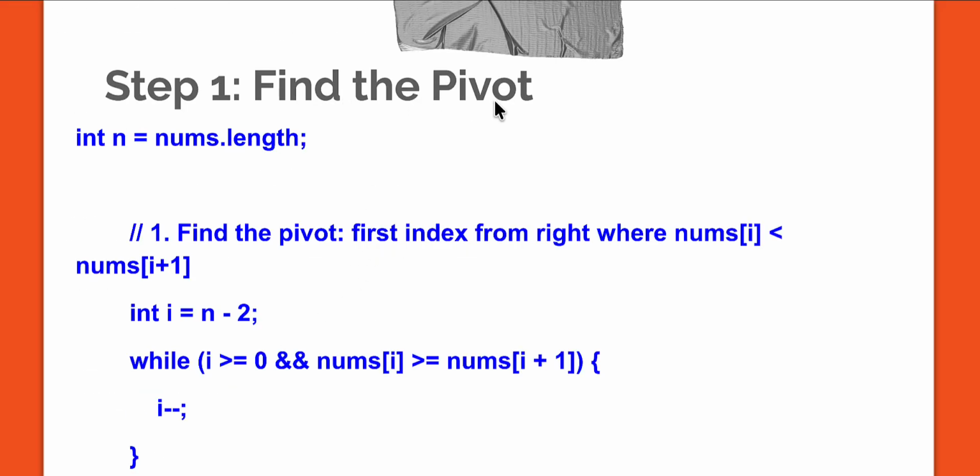Understanding the first step, which is to find the pivot. You need to know what n is: n is equal to nums dot length. Then i is equal to n minus 2, and while i is greater than or equal to 0, because I'm going to be decrementing it in the while loop, and nums of i is greater than or equal to nums of i plus 1. The element next to it should be bigger.